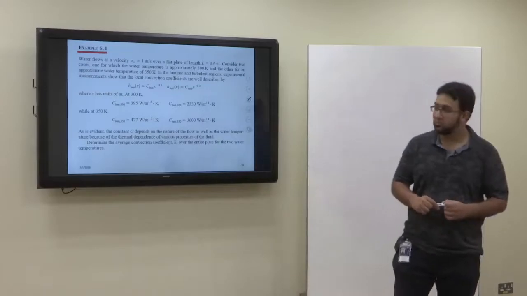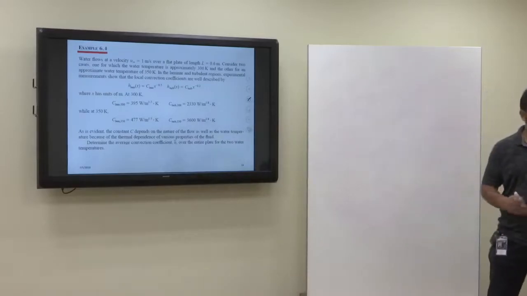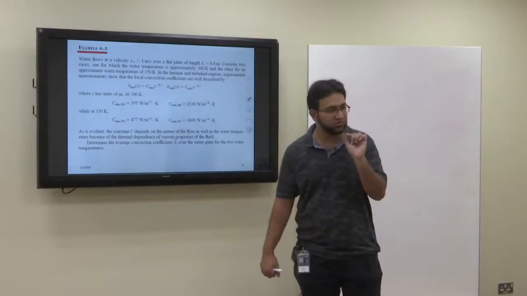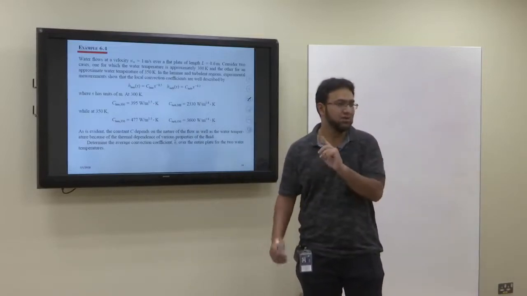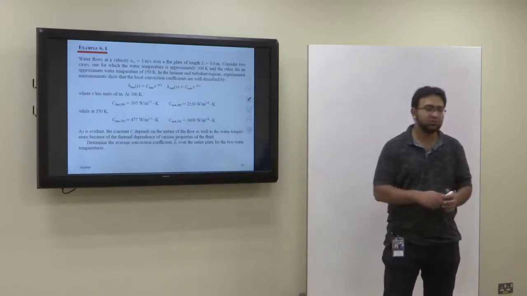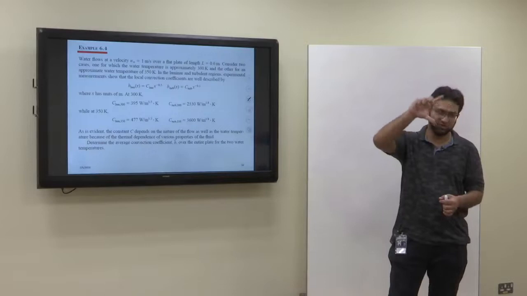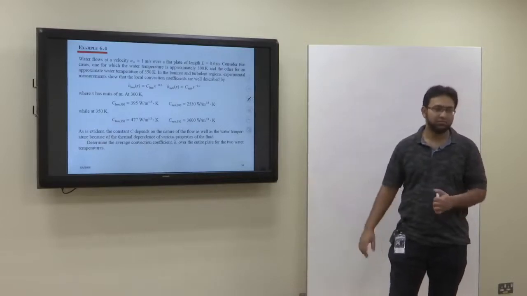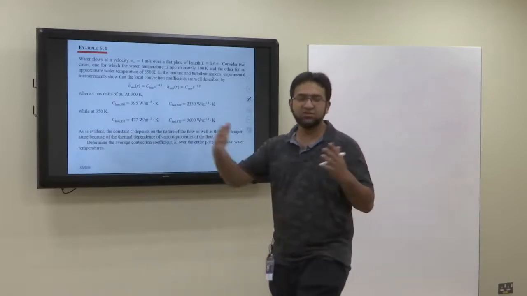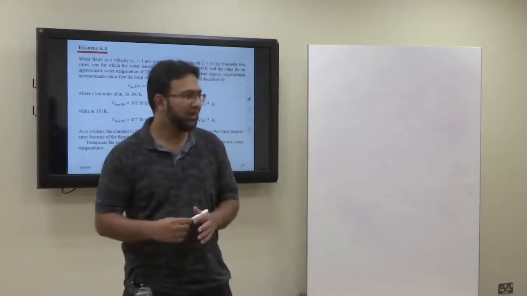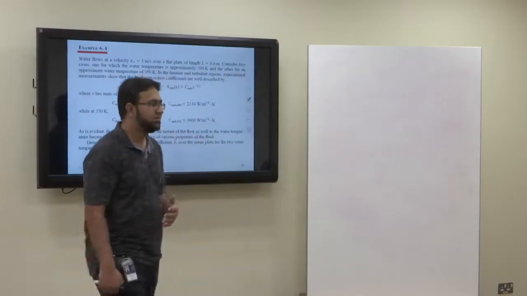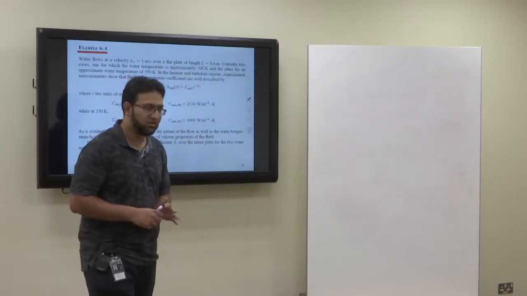I told you that there is a local heat transfer coefficient. So the heat transfer coefficient varies along the length of the plate, and this variation is because we have a boundary layer thickness varying. That's why the heat transfer coefficient varies. And then we will have an average heat transfer coefficient, and we can develop a relationship between the average and the local heat transfer coefficient. These are the things that we actually studied last time.